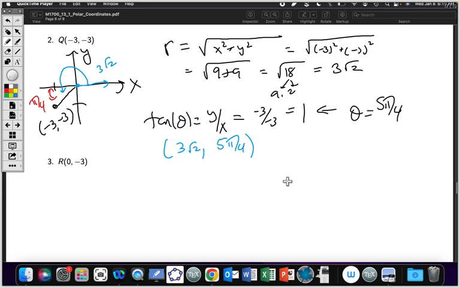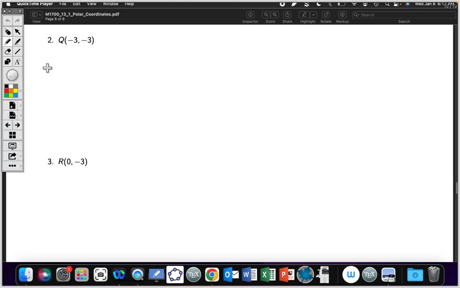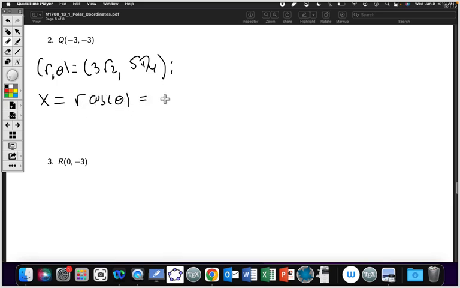Now if you want to check the answer, we start with the polar description r, theta: 3 square root of 2, 5 pi over 4, and we work backwards. x is r cosine theta, which is 3 square root of 2 cosine 5 pi over 4, which is 3 square root of 2 times negative square root 2 over 2. And we go through the machinations here.